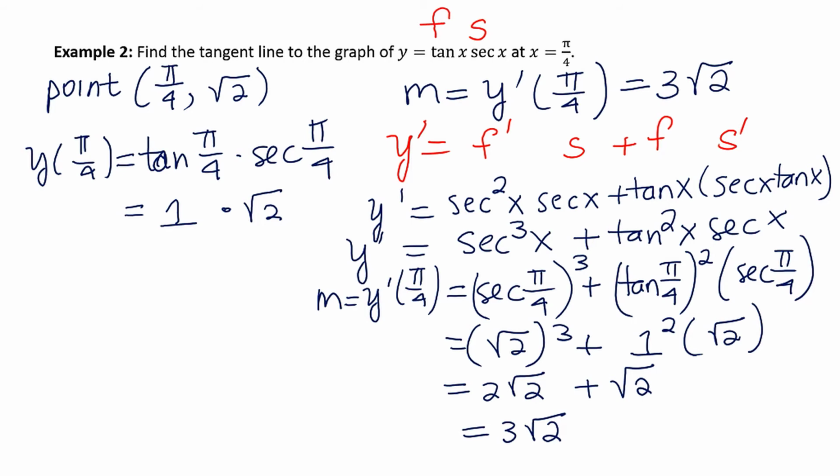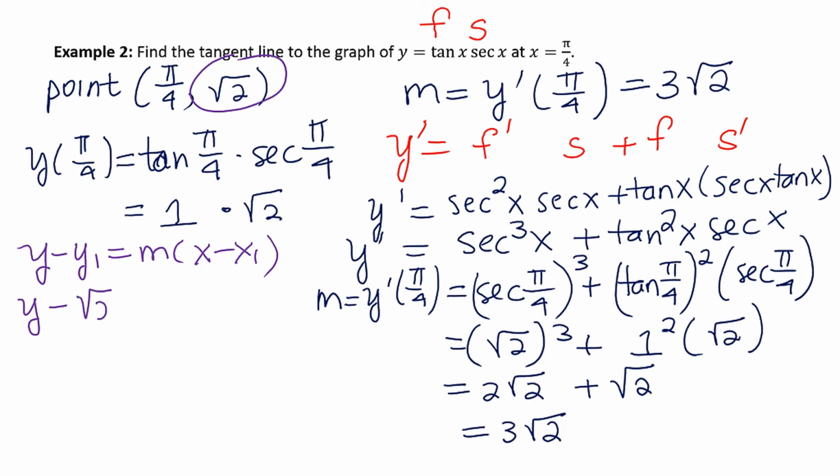To get the equation of the line, I'm going to use the point slope form. Y minus y1 equals m times x minus x1. Let's put in the values. It'll be y minus the y1, which is the square root of 2, is equal to the slope, which is 3 times the square root of 2, times x minus pi over 4.